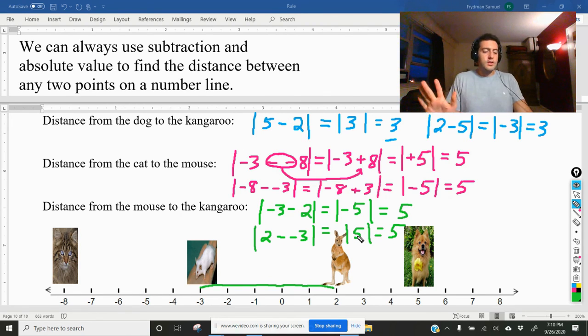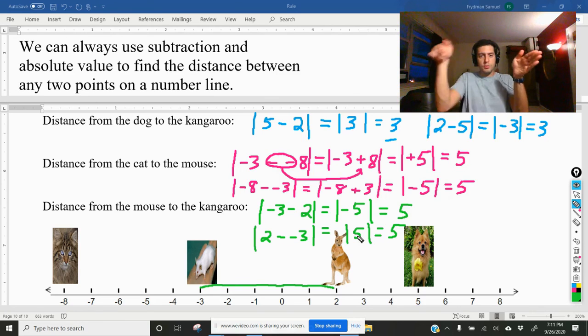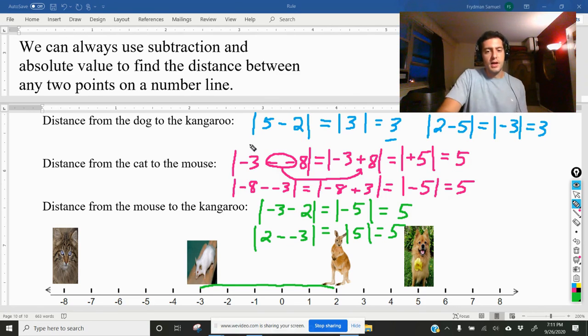So the lesson here is actually pretty simple. If I want to find the distance between 2 points on a number line, I just write down where they are on the number line, and I put a subtraction symbol between them, and then I take the absolute value. That'll give me the distance between the two.